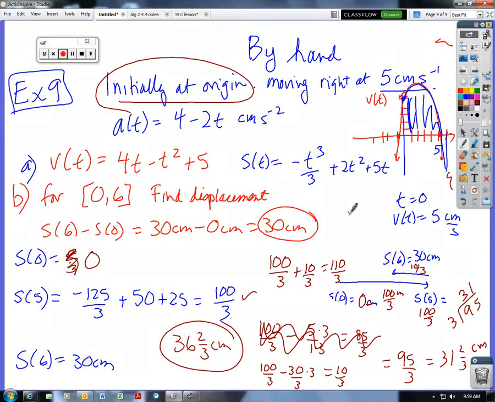Let's see. 110 divided by 3. 3 goes in there 3 times. 20, that goes in there 6 times. Good. That's going to be 36 and 2/3. Okay. Sorry about that. Anyway, you can see how one little mistake can really throw you off. So, anyway, that's it.